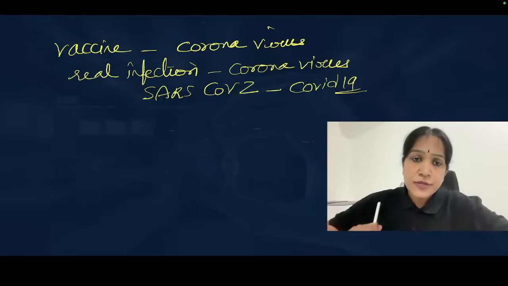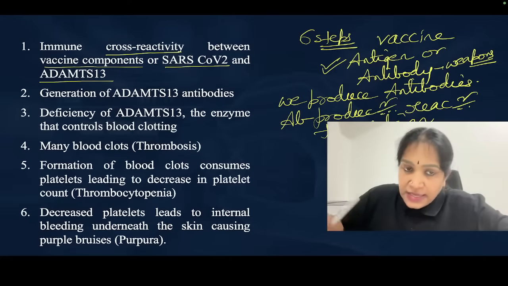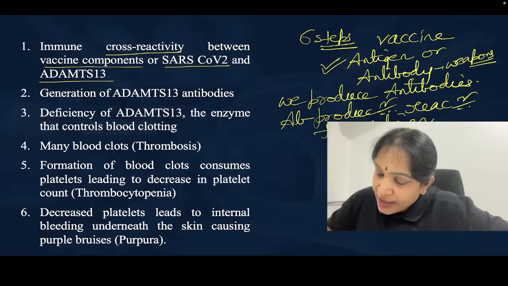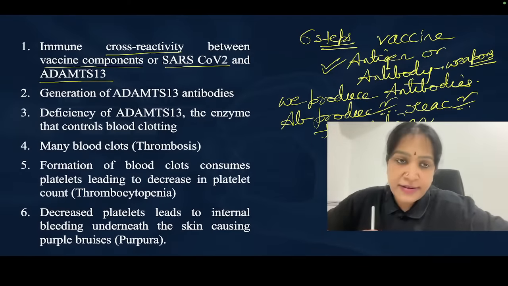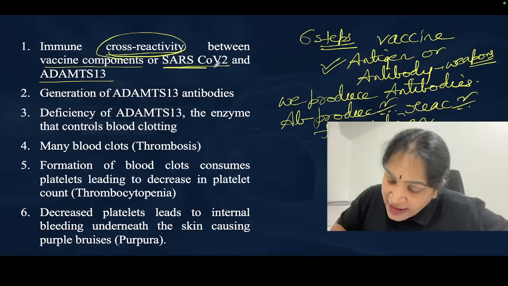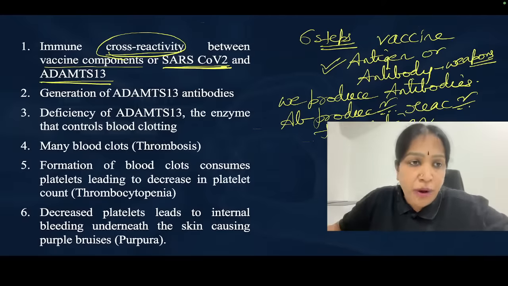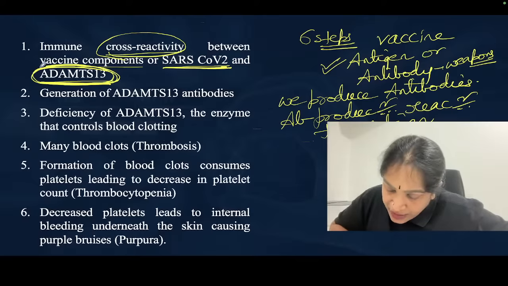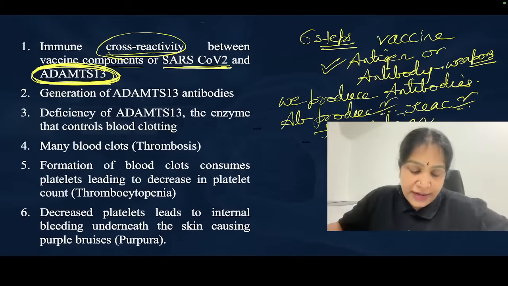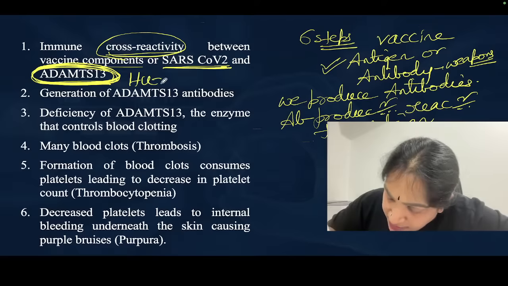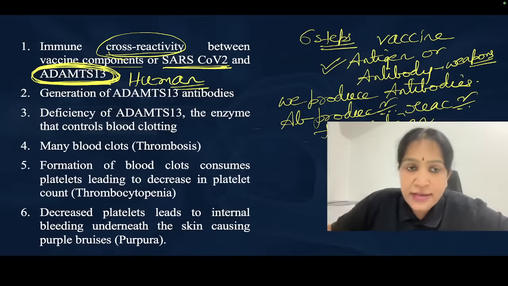So, this antigen, either in the vaccine or the virus, has cross reactivity with another protein we have in our body called ADAMTS13. Is it clear? ADAMTS13, okay. What is this? This is a human protein. This is our protein, not the virus. Is it clear?